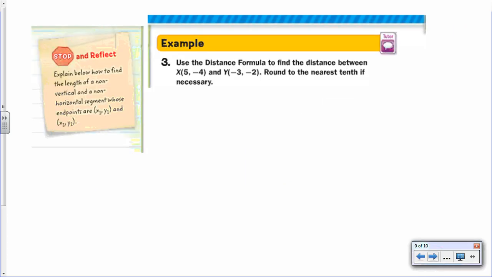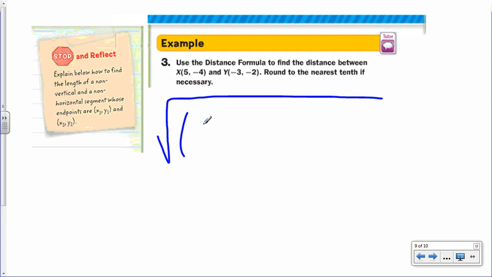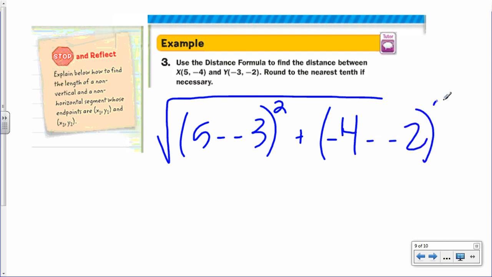All right, last example. Use the distance formula to find the distance between x and y, round to the nearest 10 if necessary. So for this one, this is just use the distance formula, apply the distance formula, find your answer. So I don't have to go that extra step. So let's see, we've got x's, remember with the minus and negative, then I've got my y's. Type that in my little calculator and I get 8.2.